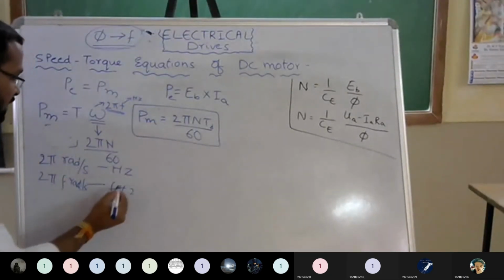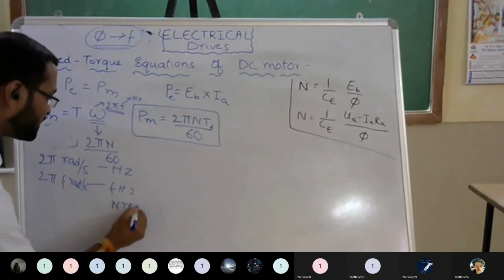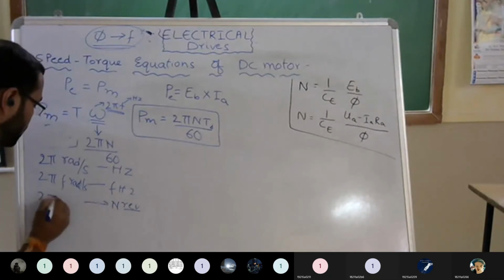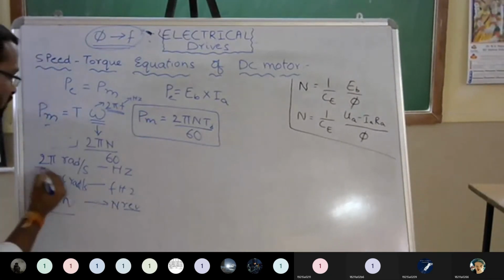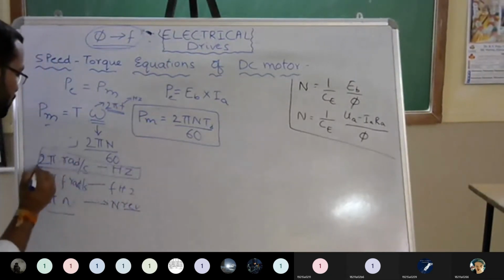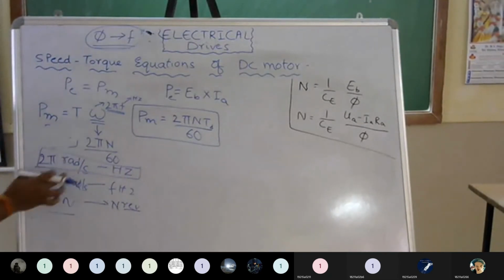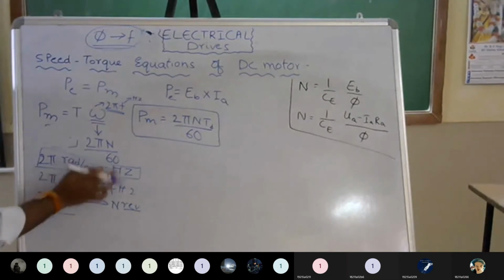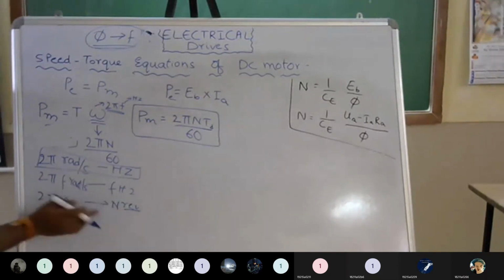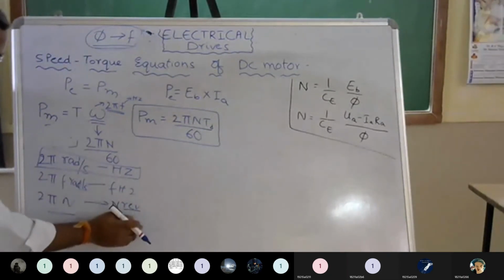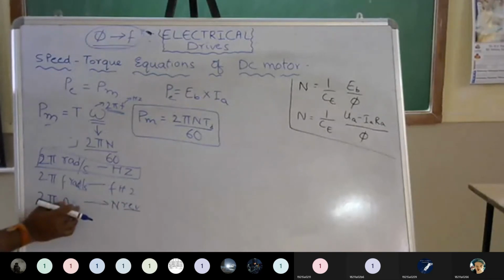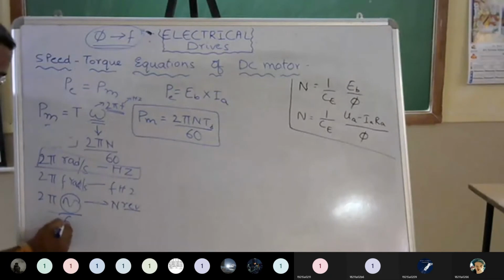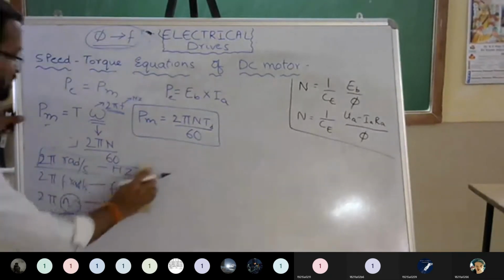So here, if you take n revolutions per second, n revolutions per second is equal to 2 pi n. The main formula is this one: 1 hertz is equal to 2 pi radians per second. If you remember, f hertz is equal to 2 pi f radians per second. Otherwise, if they give n revolutions per minute, they will give 2 pi n revolutions per minute. But we want it in seconds, so instead of n, we will use n by 60. So don't get so confused.